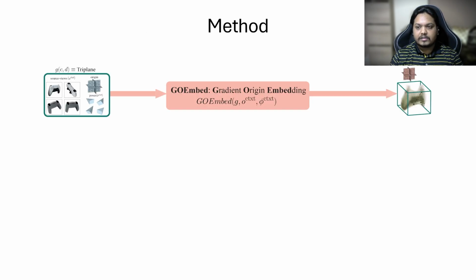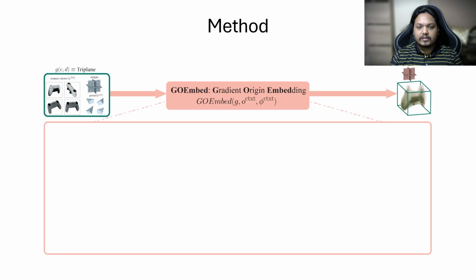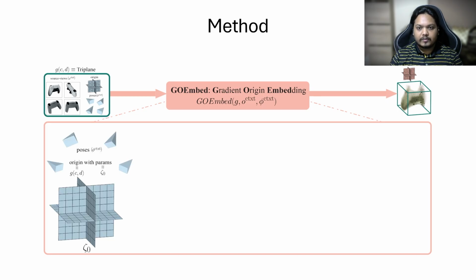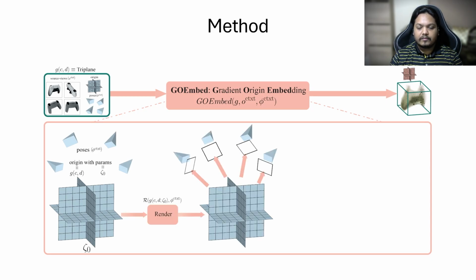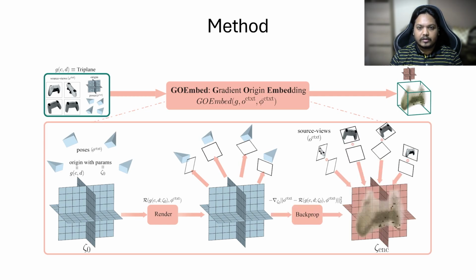The proposed GOEmbed operation is as follows. Note that we demonstrate this operation with triplanes, but it is applicable to other representations as well. We start with a predefined and fixed origin over the features of the chosen representation denoted by zeta 0. In this case, it's just a triplane with all 0 features. Then we render the origin from the source poses to obtain the origin renders. Finally, we obtain the encodings by backpropagating the mean squared error computed between the origin renders and the source views to be encoded with respect to the origin zeta 0. These gradient features obtained for the triplanes are defined as the GOEmbeddings denoted by the zeta enc.